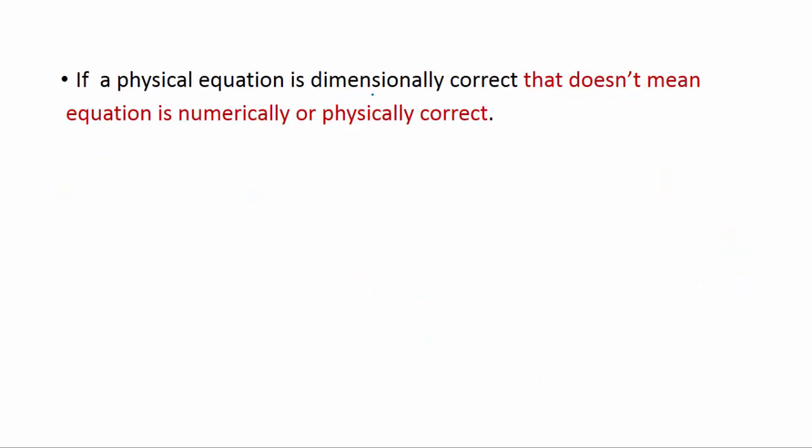If a physical equation is dimensionally correct, that does not mean the equation is numerically or physically correct. On the last page we saw that every equation should be dimensionally homogeneous or dimensionally correct. So that's a rule. But if we reverse the rule, if a physical equation is dimensionally correct, that does not mean that the equation is actually correct. You know, t equals 2 pi root m over k is the right equation, and this is dimensionally correct also. But if we write the same equation t equals root m over k, this is not the right equation.